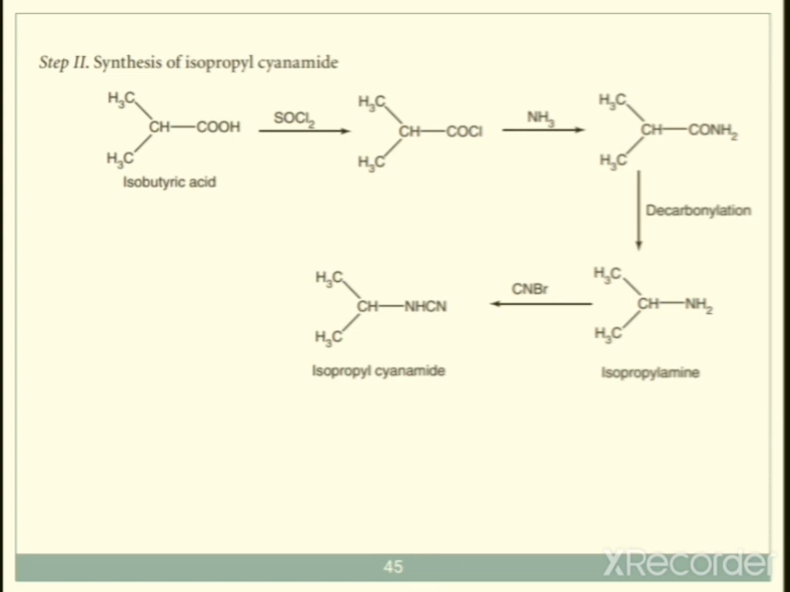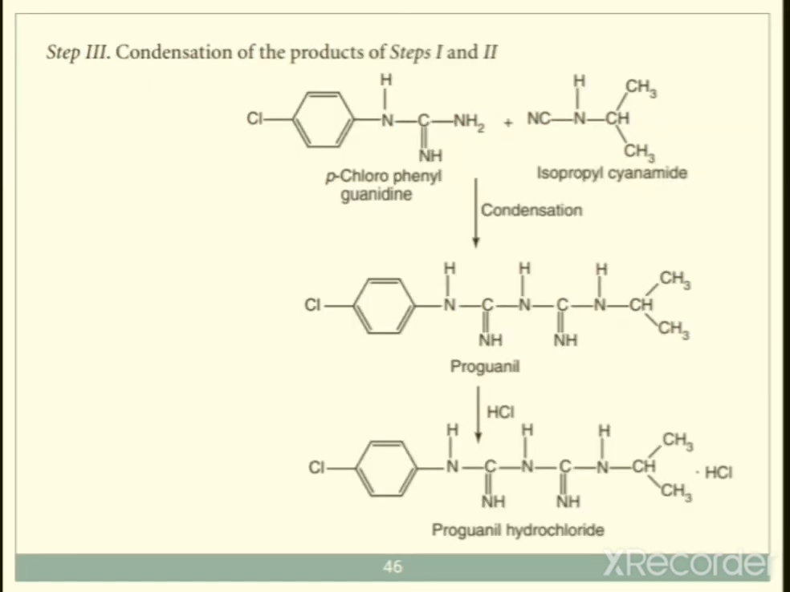Now step 3 of the synthesis of proguanil. We have synthesized intermediate 1 and intermediate 2 from step 1 and step 2. Step 3 is condensation of the products of step 1 and step 2: para-chlorophenyl guanidine and isopropyl cyanamide. Both undergo a condensation reaction, forming proguanil; you can see its structure. Further, proguanil is treated with hydrochloric acid, HCl, to convert it into proguanil hydrochloride.